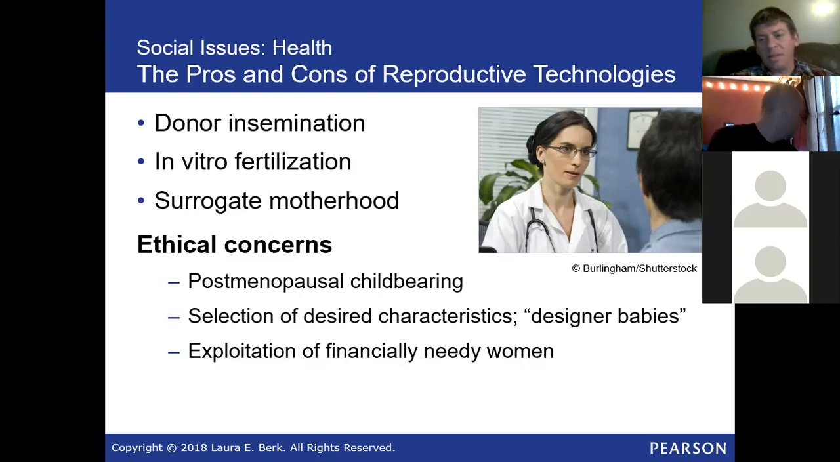We have some other ethical concerns. The selection of desired characteristics, like designer babies. Oh, I want a blue-eyed, or I want a 6'5", and so on and so forth. And then there's the exploitation of financially needy women. If you think about surrogate motherhood, some women make quite a good chunk, upwards of $25,000 for a surrogate mother.